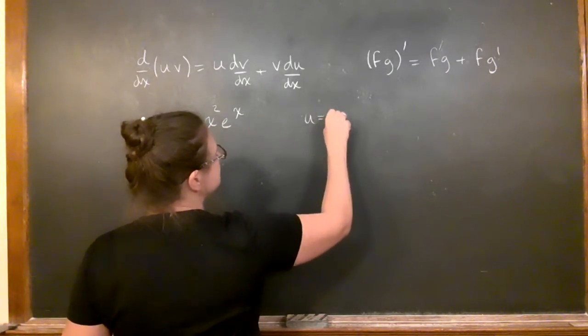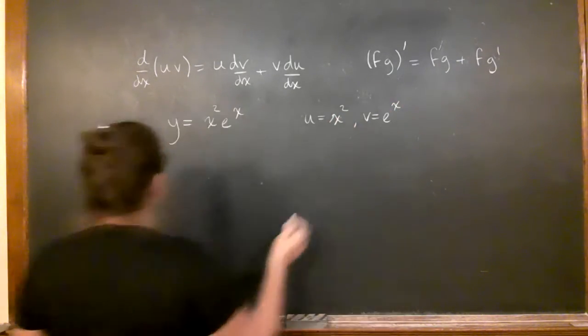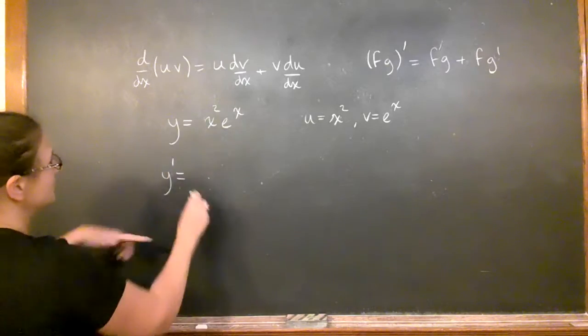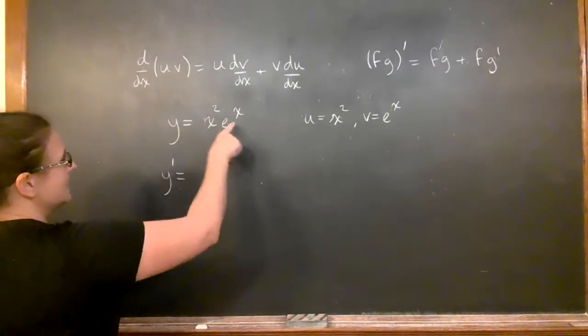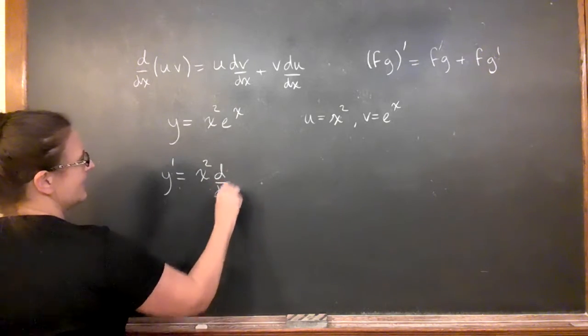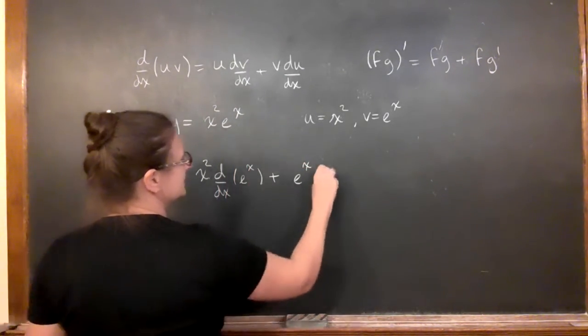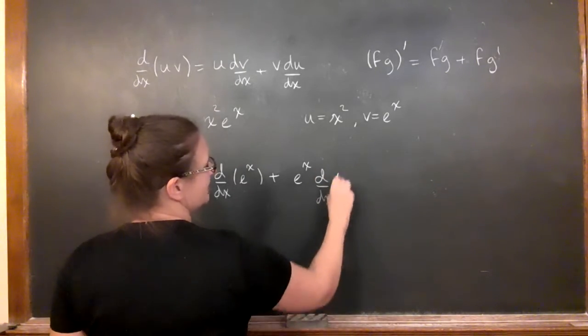That's what I had. V equals e to the x. And I'm just going to write it. I'm not going to rewrite the rule. I'm just going to write this times the derivative of that. So x squared d dx of e to the x plus e to the x d dx of x squared.